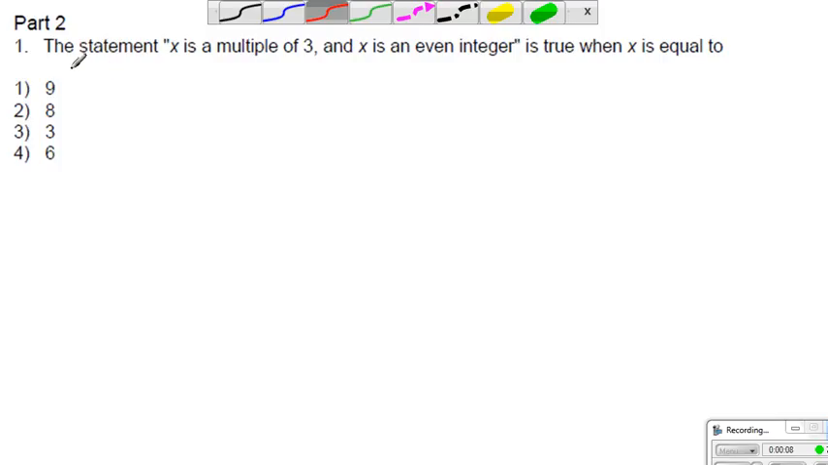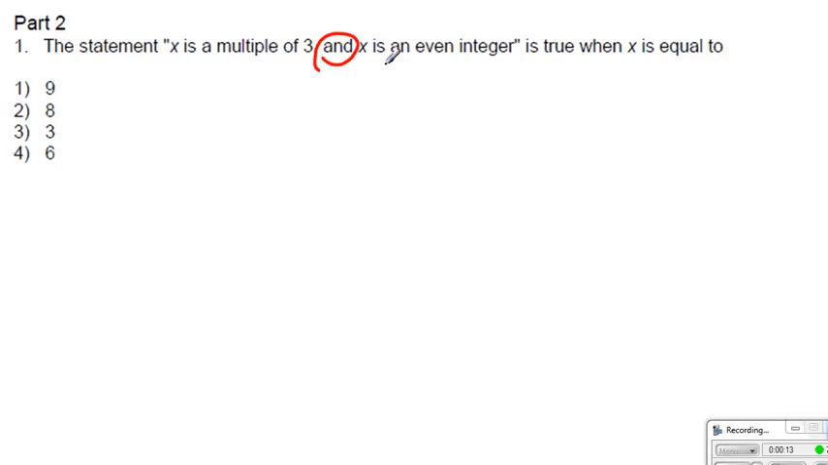Here is the first question. The statement says x is a multiple of 3, and the connecting word is the word "and". x is an even integer. It's true. Now, how can you have this one to be true? Then x has to be an even integer and at the same time a multiple of 3. Now, we realize that 9 is a multiple of 3 but not an even integer. But in fact, 6 is. So therefore, the answer would be choice number 4.